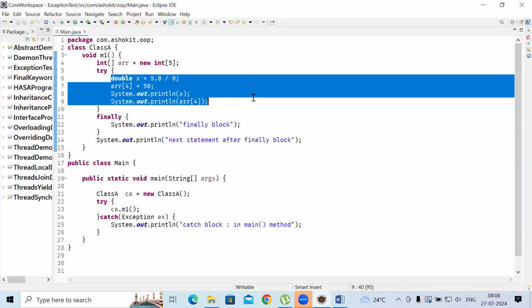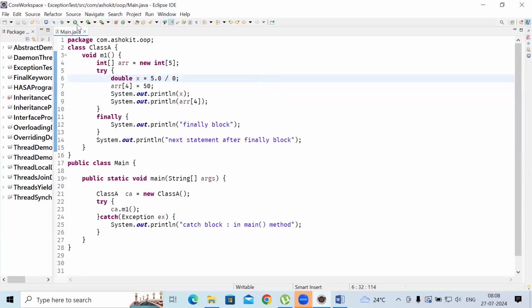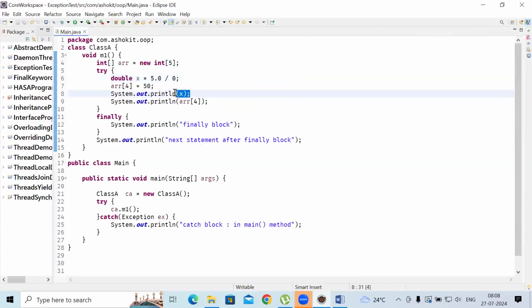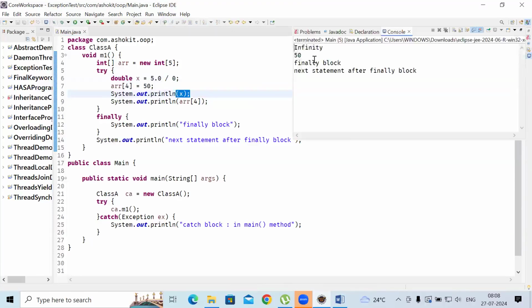After executing the finally block, there is one more statement there, the next statement after the finally block. See the output now. We are getting the first output as infinity. Next output is 50. Next output is finally block. Next output is the statement after the finally block.